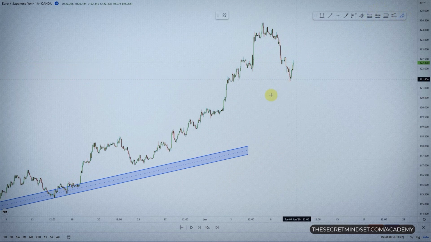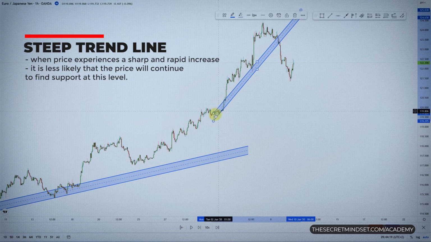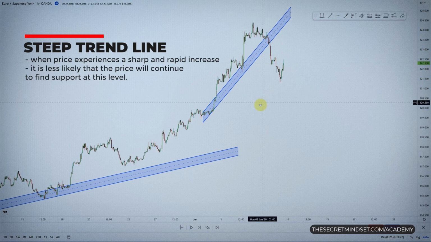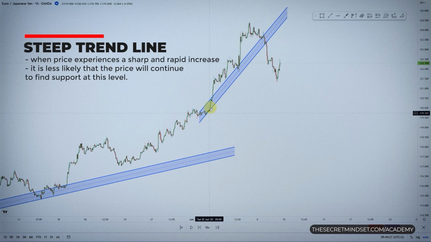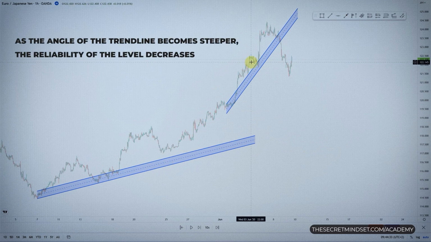Now let's say that the price suddenly experiences a sharp and rapid increase. If we were to connect the lows during this time, the trend line would have a much steeper angle. This sudden and sharp increase in price is not likely to be sustained, and it's less likely that the price will continue to find support at this level. So, as the angle of the trend line becomes steeper, the reliability of the level decreases.